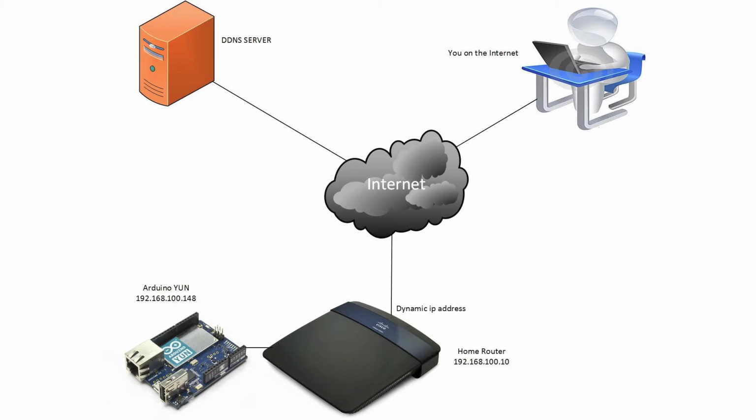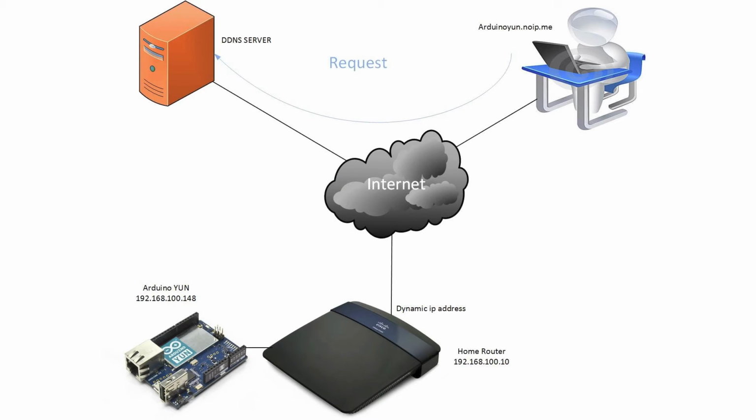In the diagram here, the YUN is behind the home broadband router, and the router has a dynamic public IP address which keeps on changing, obviously. And you are somewhere over the internet and you have to access your YUN, and the DDNS service which we are going to use is also over the web. The way it works is our YUN will send an update to the DDNS server, and this DDNS server will store the IP address from which the request came, and it will associate our domain name with it.